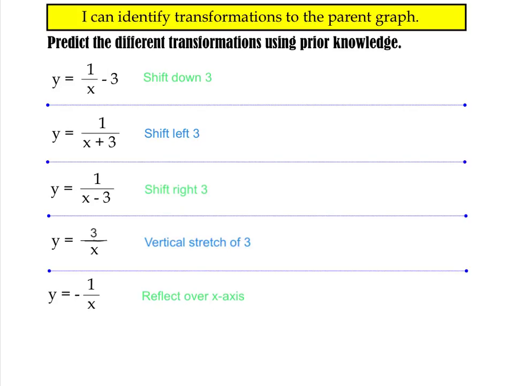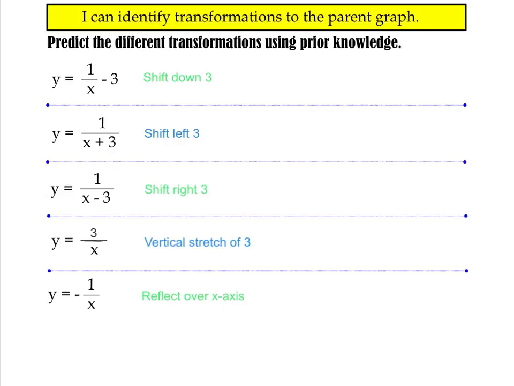Alright, so if you recall, when I add or subtract on the outside of that function, so onto the end, it's going to shift it up or down. Subtraction shifts it down, addition shifts it up. So in this case, this graph is going to shift down 3.